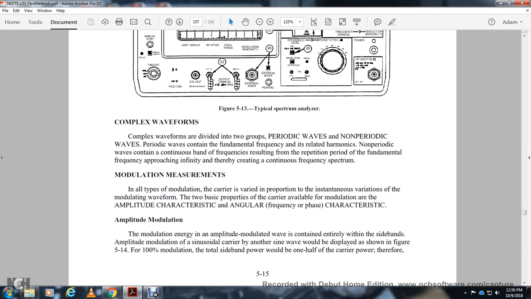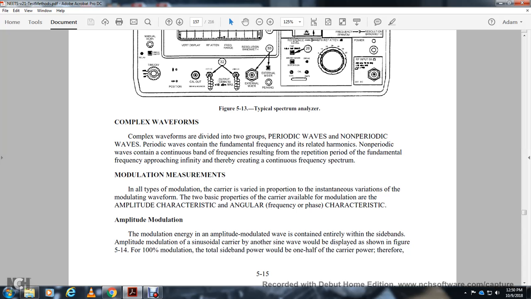Modulation and measurement of the type of modulation carry proportional instantaneous variation. Modulation waveform has two basic properties, the carrier variable modulation, the amplitude character and the angular characteristic. Amplitude modulation is contained entirely within the sidebands. Amplitude modulation sidebands carry the information, and in a sine wave will be displayed, and it is shown in figure 5-14.